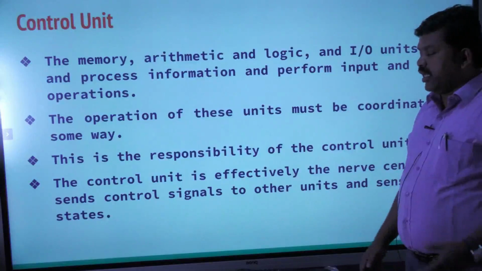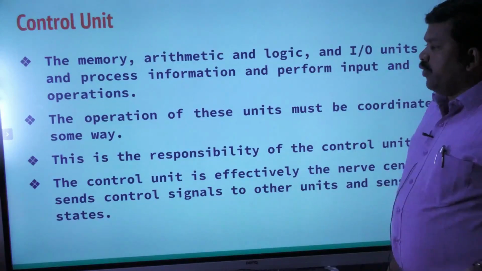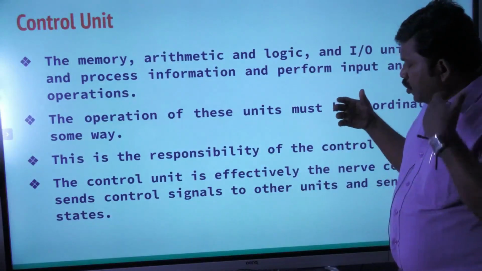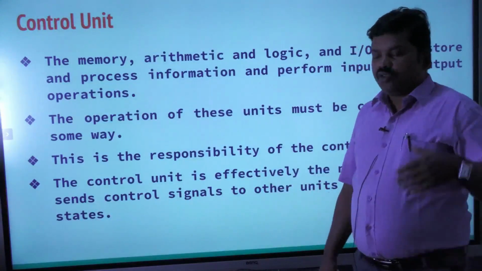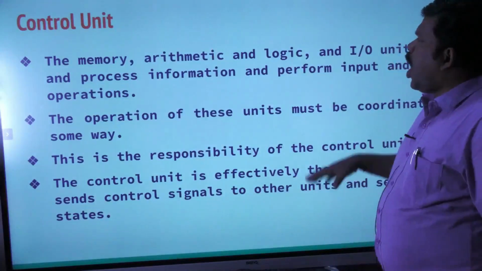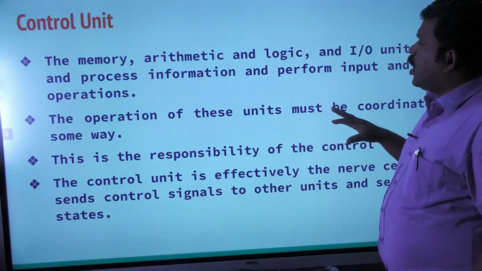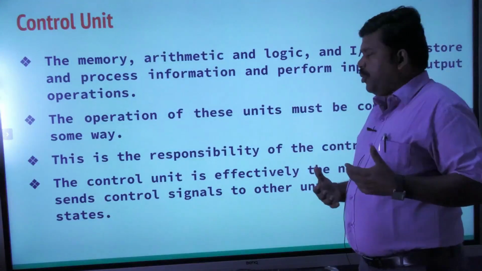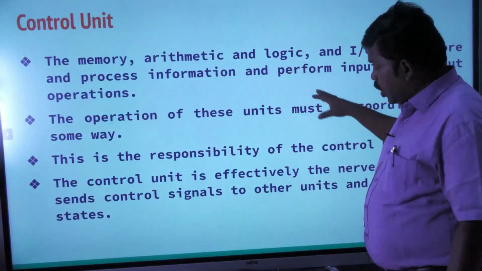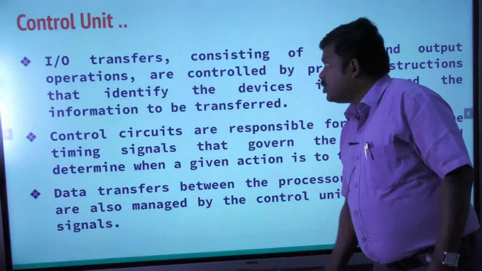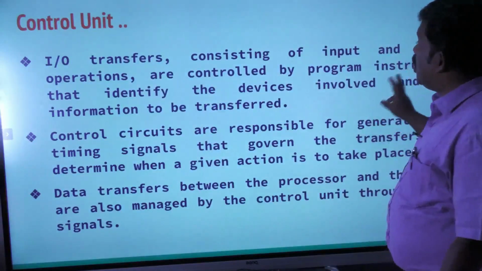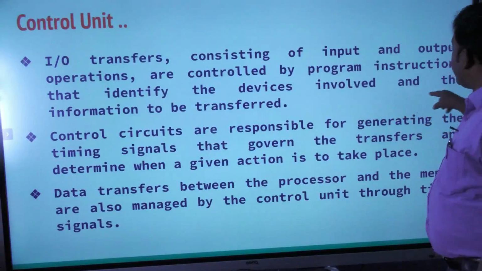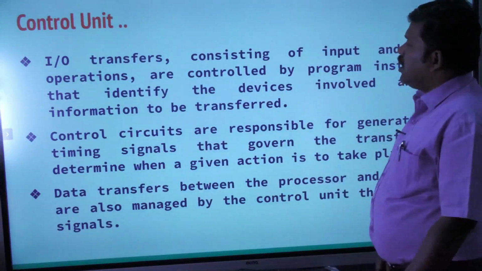Either we are interacting with the external devices, or output devices are displaying, or input devices are interacting. We may want to check whether the input devices are ready, or whether the output devices are ready to display, all this status information and control information. In memory also, whether we are executing read operations or write operations, everything is controlled by the control unit. The I/O transfers, consisting of input and output operations, are controlled by program instructions that identify the devices involved and the information to be transferred.